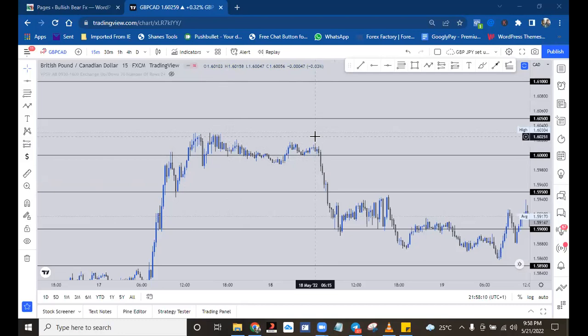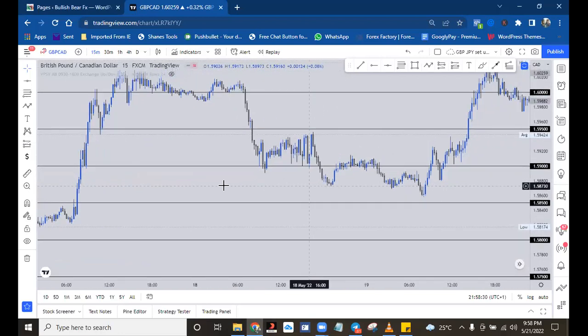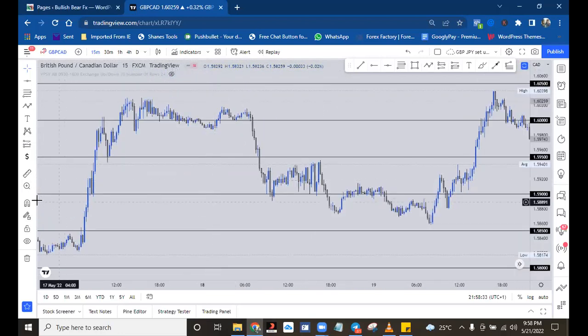70% of the times when price does these rough things, it does not move more than 20 to 30 pips away. What did I say? It doesn't move more than 20 to 30 pips away. What do I mean? I'll show you that. Watch out for this right now.